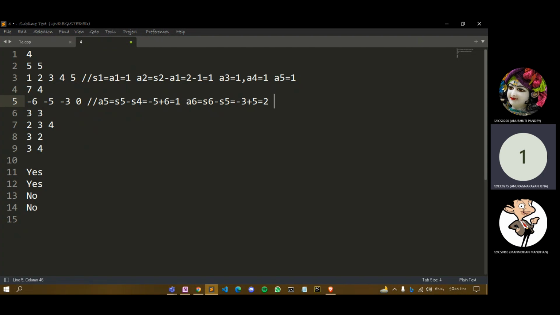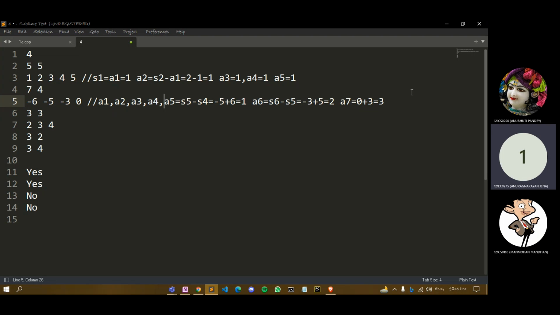Equal to 2, and then A of 7 as 0 plus 3, so it comes as 3. Then our terms are 1, 2, and 3. It means you are given A of 5 as 1, A of 6 as 2, and A of 7 as 3. But you have to check whether A of 1, A of 2, A of 3, A of 4 are less than A of 5 or not.